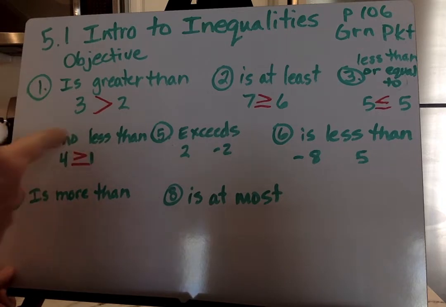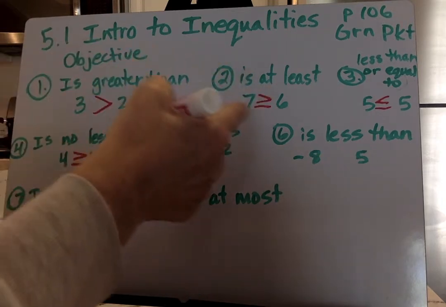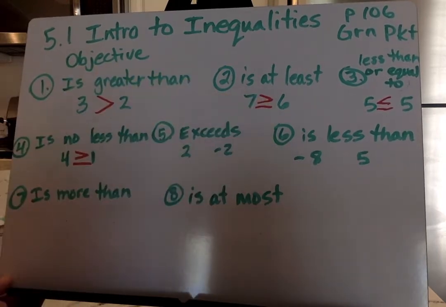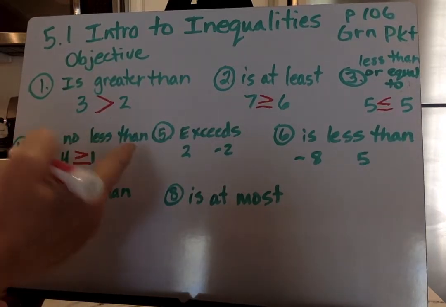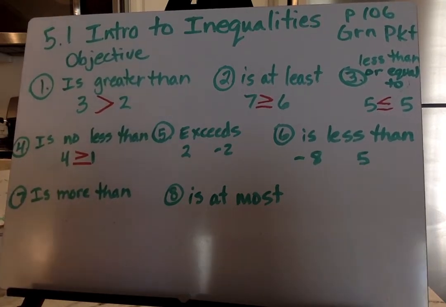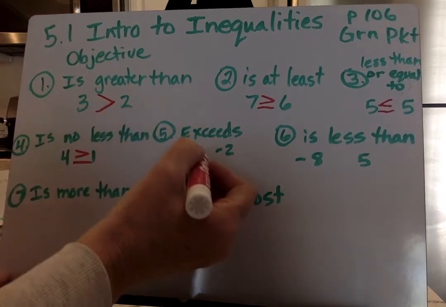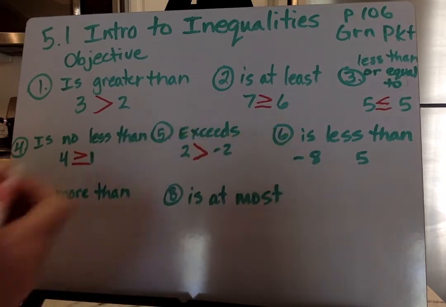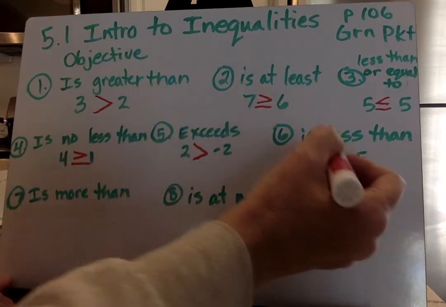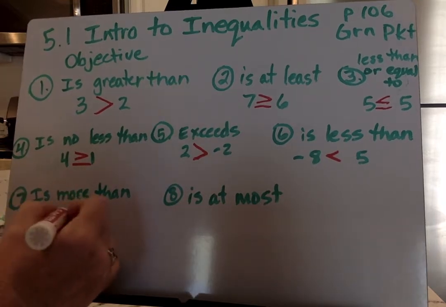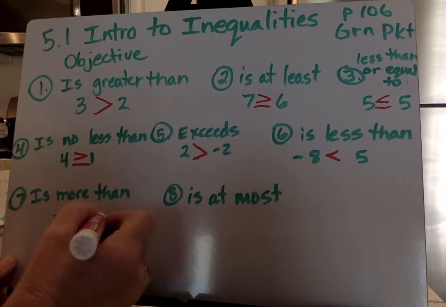Okay, these are kind of backwards, this one and I think this one, because at least you think it's going to be less than, but you actually put greater than or equal to. Is no less than, you think is going to be a less than sign, but it's actually greater than or equal to. Number 5, 2 exceeds negative 2, so it's greater than negative 2. Negative 8 is less than 5, just that sign. 7 is more than, so you have negative 2 is more than negative 3.